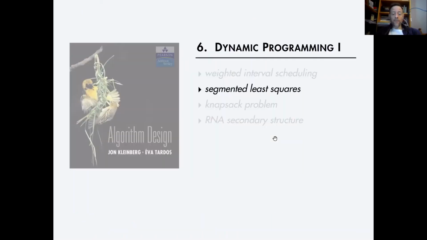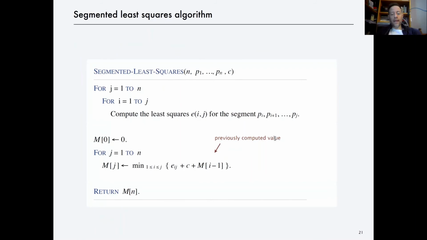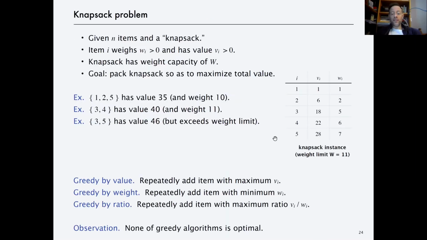So that's one example. I also want to go through the knapsack problem, because this is a problem that is included in the labs. So in the knapsack problem, we're given n items and a knapsack. And each item has a weight and a value. And also our knapsack has a capacity, W. And now the question is, which items should we include in the knapsack in order to maximize the total value?